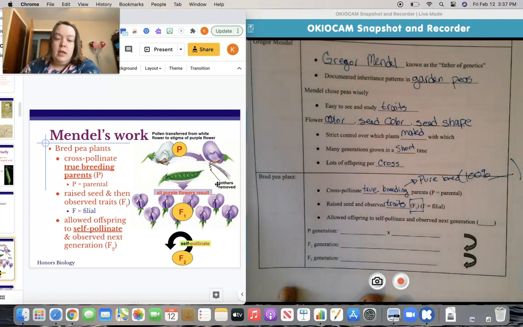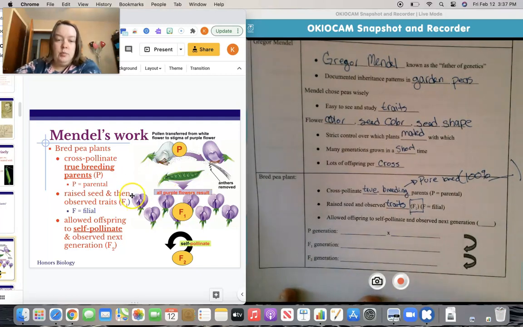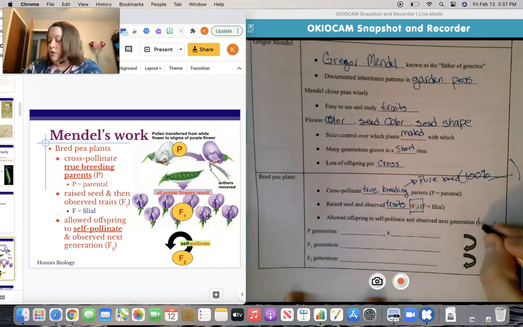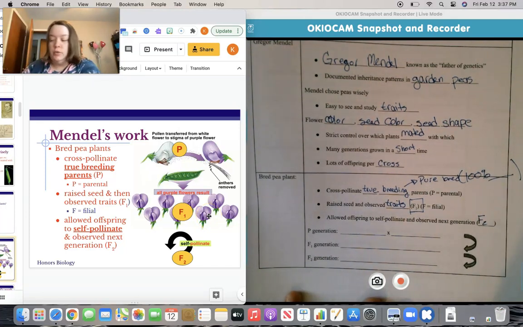From there, he took the F1 generation. All of the offspring from the true breeding white and the true breeding purple were purple. So he took it one step farther and self-pollinated these purple flowers, which essentially means they mated with themselves. So an F1 mated with an F1. And from there, he looked at the second generation, which is called F2.